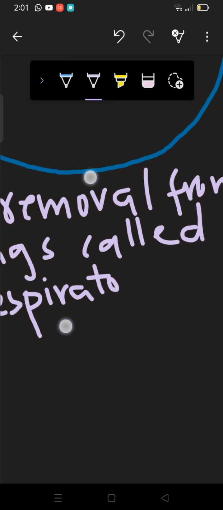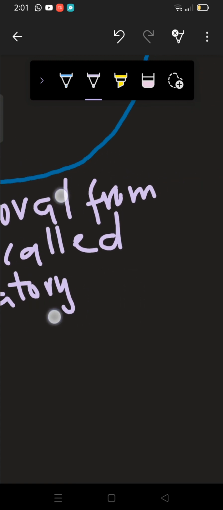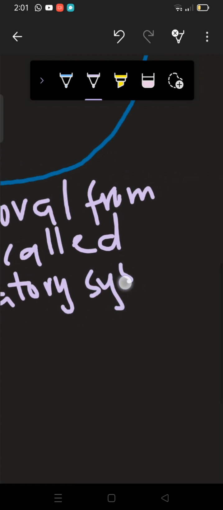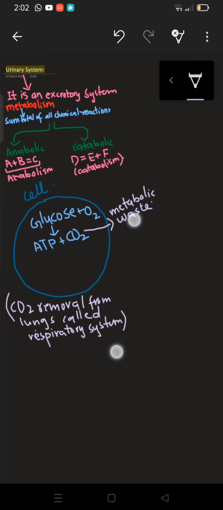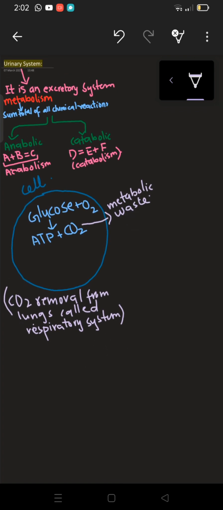Respiratory system. So removal of the carbon dioxide from our body is what we call the respiratory system. Alright, so this is respiratory system. So now, when carbon dioxide is removed out from our body.